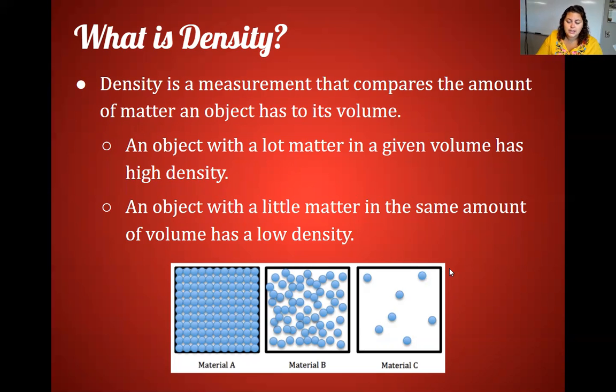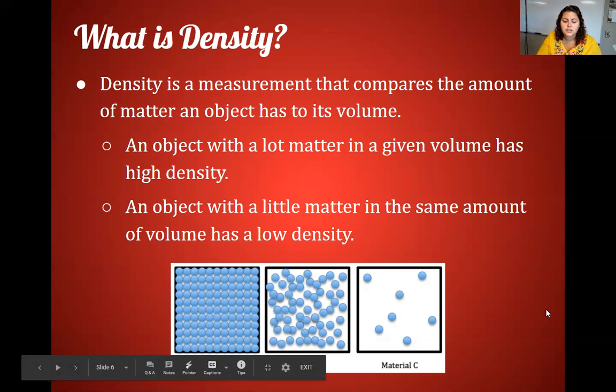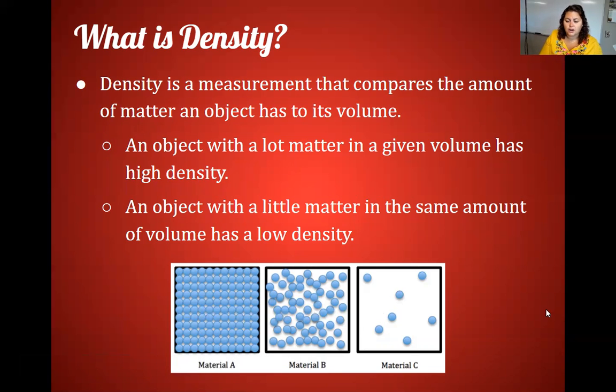Down here, these pictures show what it would look like if we had a couple different materials, and those materials are either very concentrated with their atoms or molecules, a little bit less concentrated, and then more concentrated. Usually we would refer to material A as probably a solid.